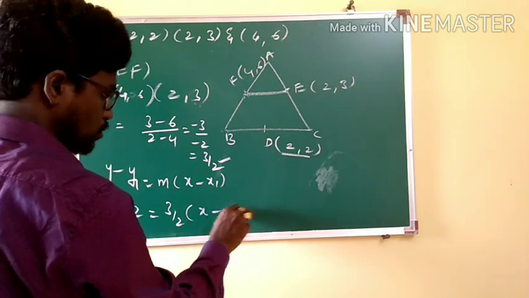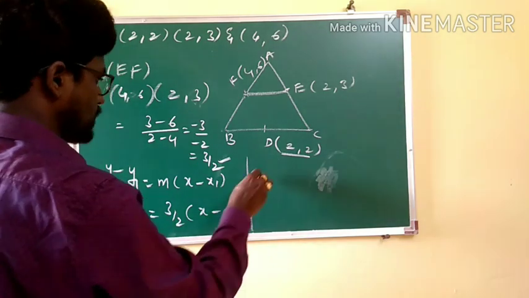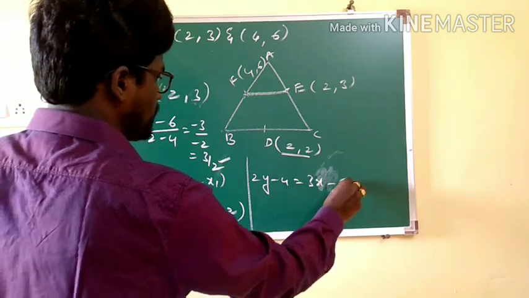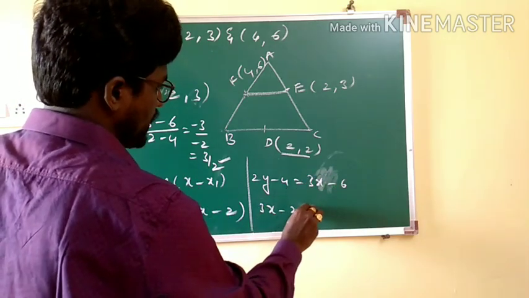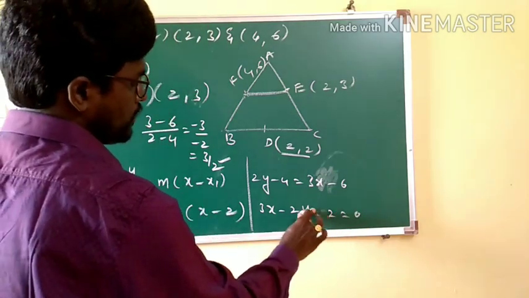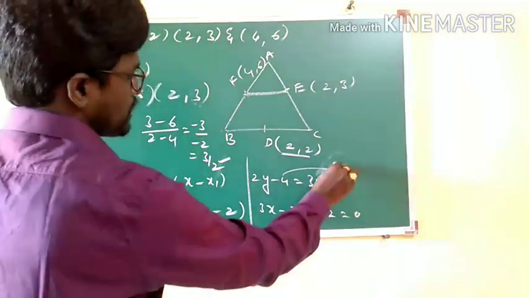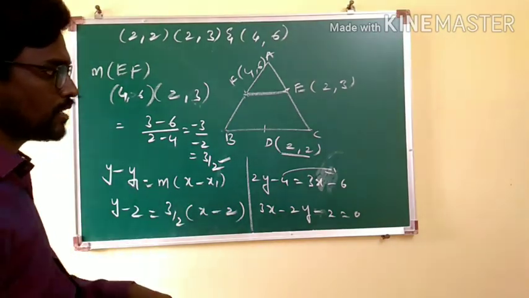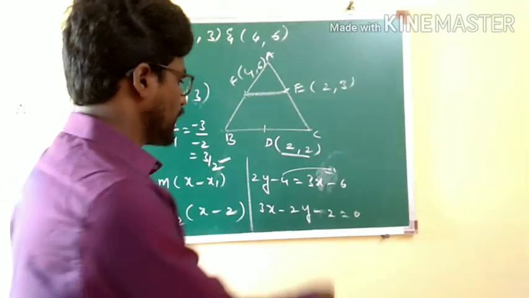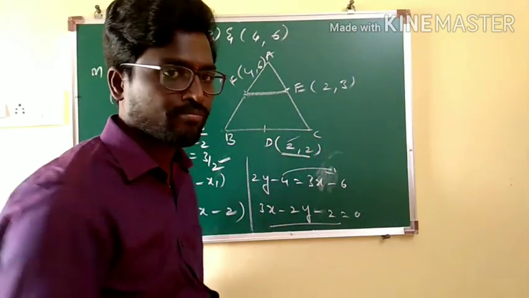x minus 2. On simplifying this, we will be getting 2y minus 4 is equal to 3x minus 6, that is, 3x minus 2y plus 2 is equal to 0. Because on transposing minus 4 to the other side we will be getting plus 4, so minus 6 plus 4 is equal to plus 2. So the final equation of BC is this.